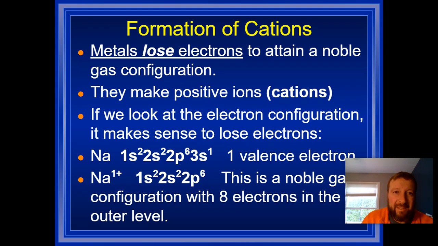Atoms tend to do the easiest thing possible, so they're inherently lazy in nature. They're always going to pick the smallest number. So gain 7 or lose 1, one's the smaller number. When you lose 1, you become a 1 plus charge because you have 1 less negative charge. I always tell them to think of the opposite. So it's Na plus 1.